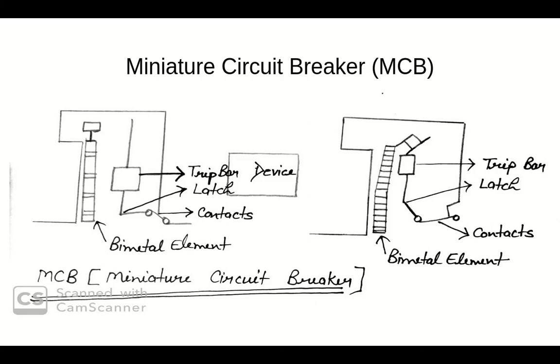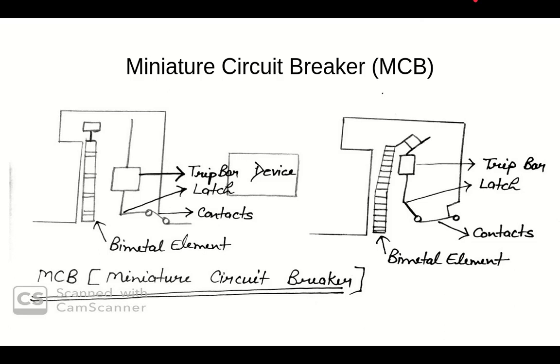This automatic operation of MCB can be obtained in two ways, as we have seen in MCB construction. Those are magnetic trip and thermal trip. Under short circuit or heavy overload conditions, the magnetic tripping arrangement comes into the picture.